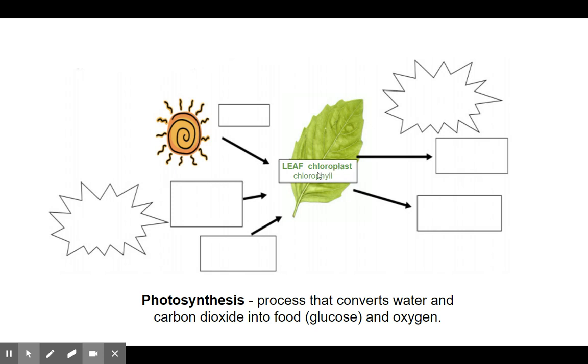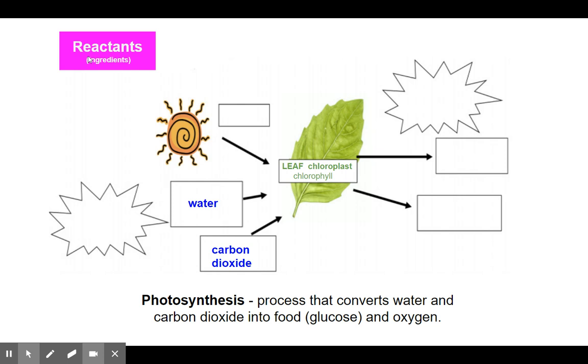Chloroplast can't do its job without chlorophyll. Phil is a hard-working guy, okay? Chlorophyll is the one that's absorbing all of the sunlight to fuel this whole process. So without Phil, the hard-working chlorophyll, without chlorophyll absorbing that sunlight, chloroplast couldn't do its job, okay?